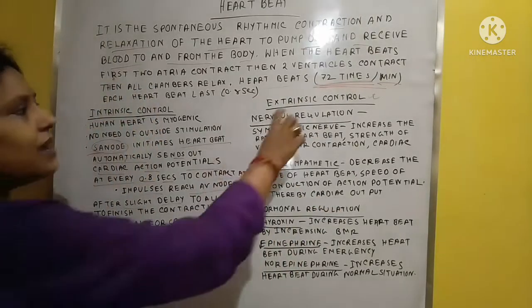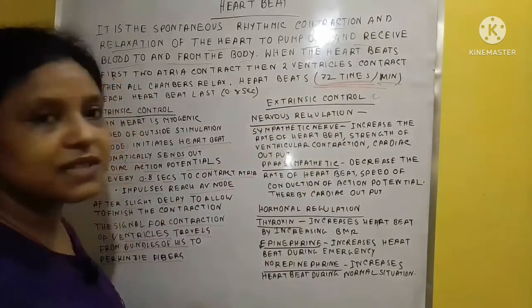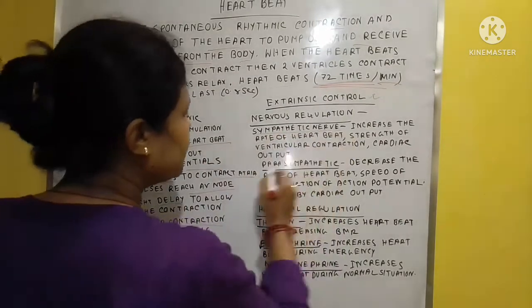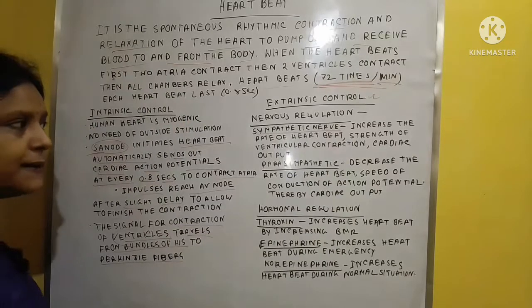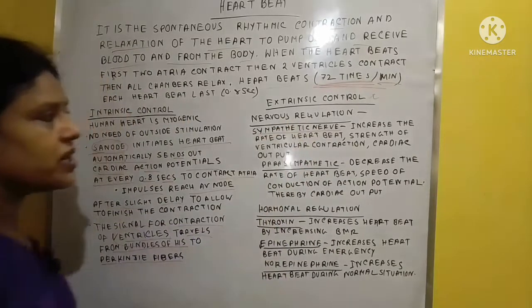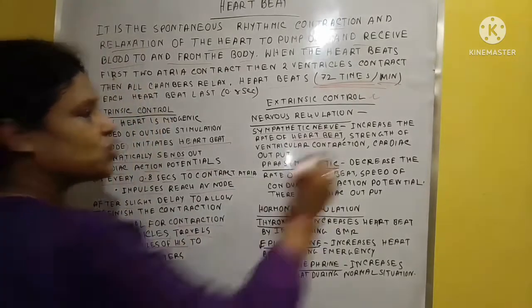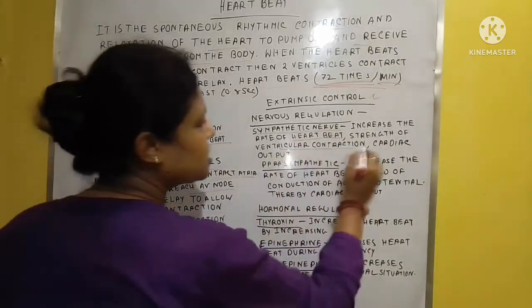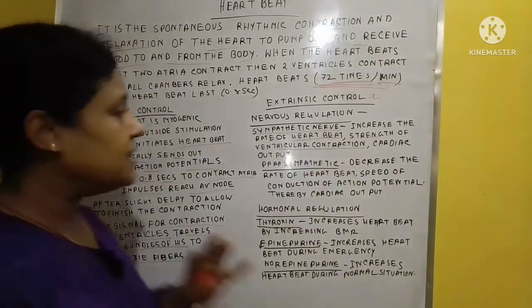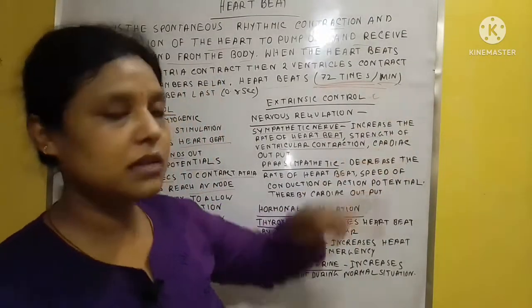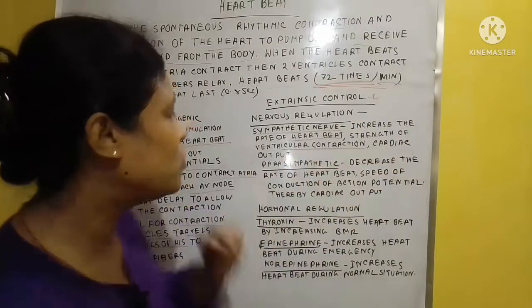In nervous regulation, two nerves are very important. One is the sympathetic nerve and the other is the parasympathetic nerve. Clear? The sympathetic nerve generally helps to increase the heartbeat rate and the strength of the ventricular contraction. In this way, it helps increase the cardiac output.